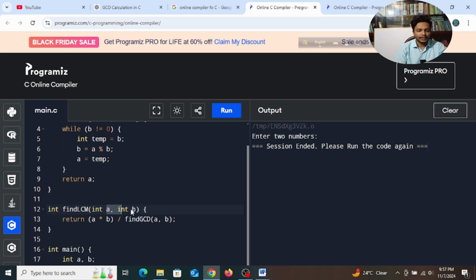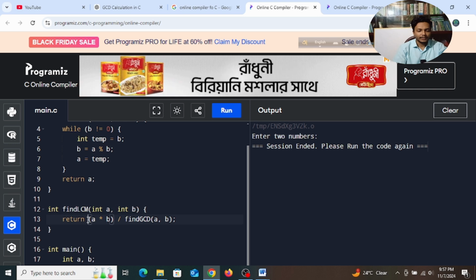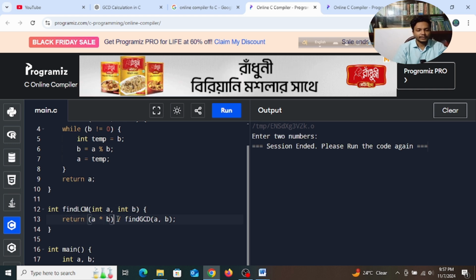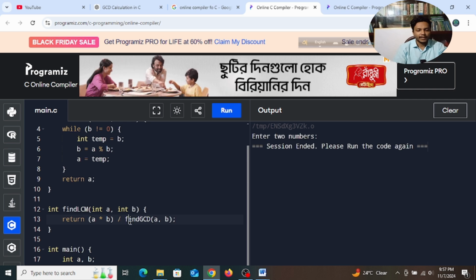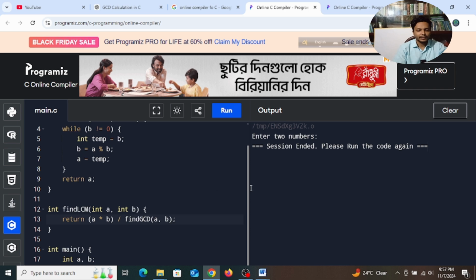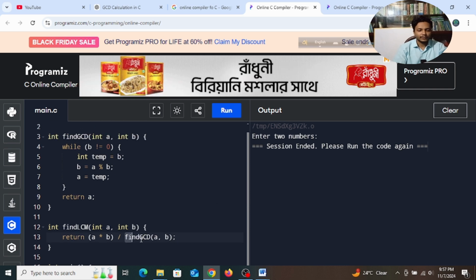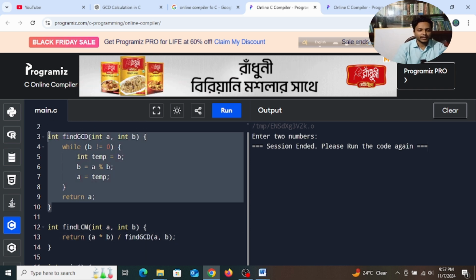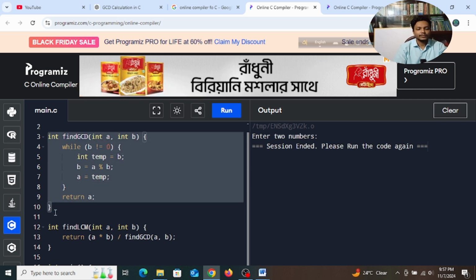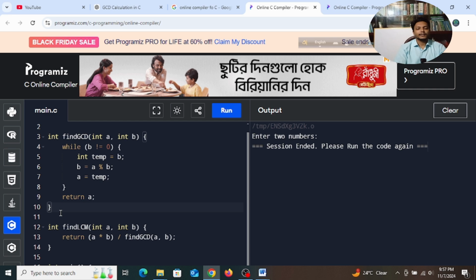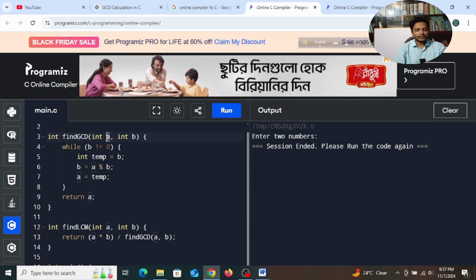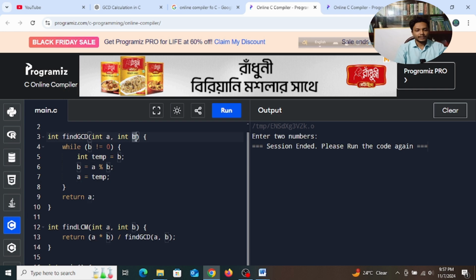It takes integers a and b. In the return statement, a and b are multiplied and then divided by find GCD of a and b. Find GCD is another function, so we need to go from this line into the find GCD function, guys. In the previous video we discussed this, so we will try to visualize these things again.